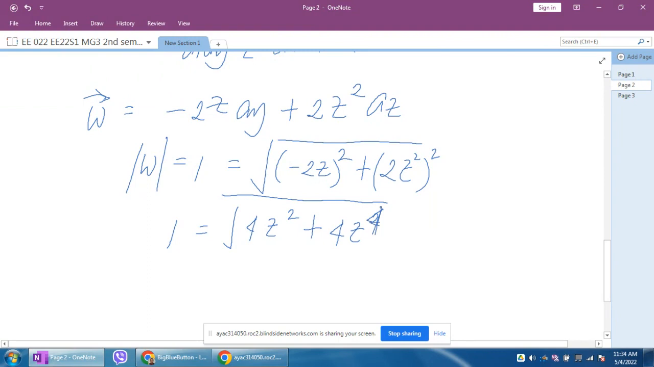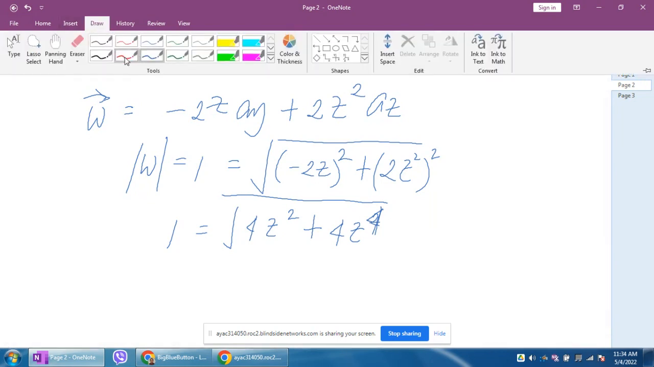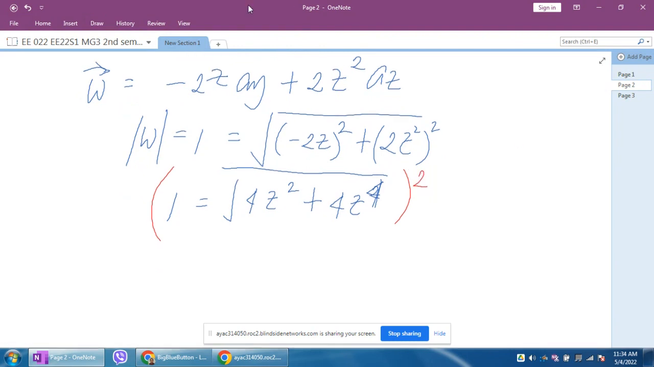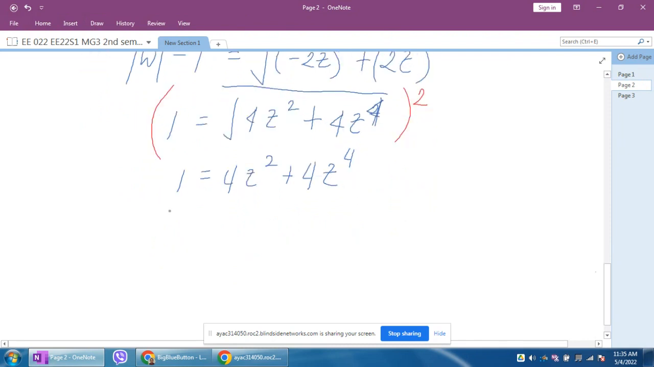Now, if we will square both sides para matanggal natin yung radical. So square both sides, simplify natin to. We will have 1 equals 4z squared plus 4z to the fourth. Okay, now, medyo i-rearrange ko po ito. 4z to the fourth plus 4z squared minus 1 is equal to 0.